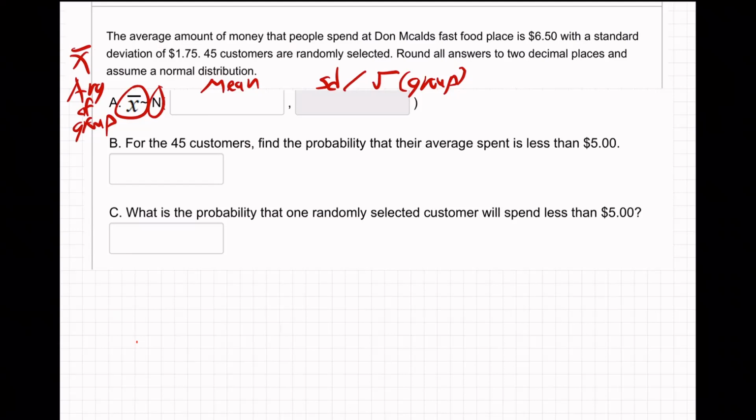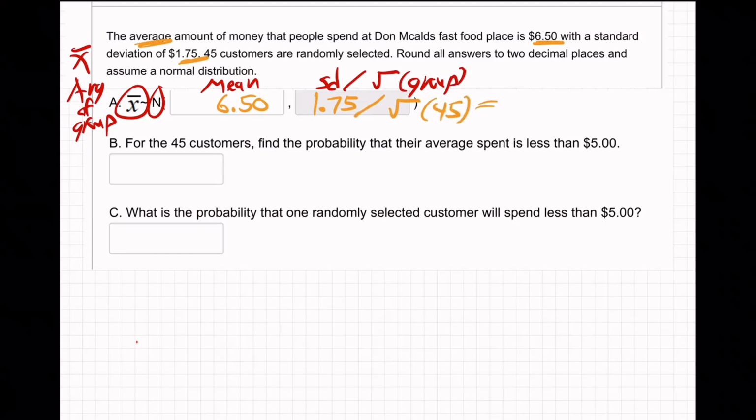So what's the mean here? Well, the average is $6.50. On average, people spend $6.50. This is an older problem. I think people probably spend more than $6.50 at McDonald's on average. All right, and then standard deviation, it's going to be $1.75, but it's not just $1.75. That would be if we're just talking about one person. But for the group average, you have to divide by the square root of the group size, which is 45. Does that make sense?